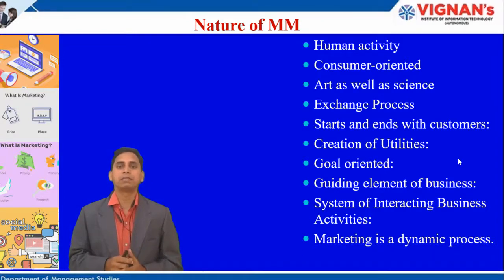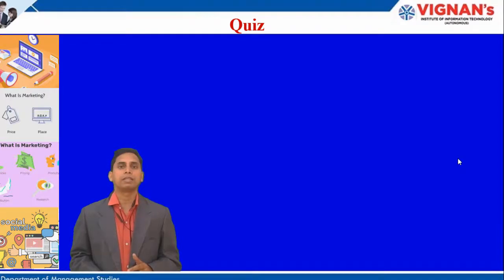It is a dynamic process, because marketing management always changes based on the customers. The customer preferences change accordingly, and the process will be changed by marketing management. So that's the nature of marketing management.